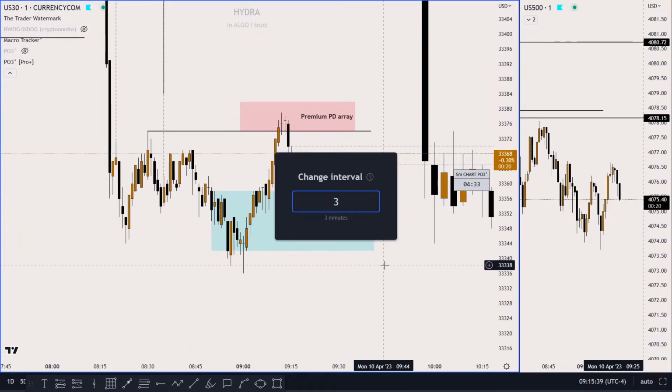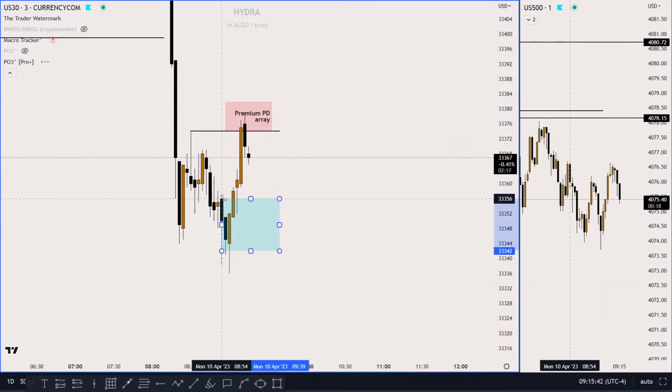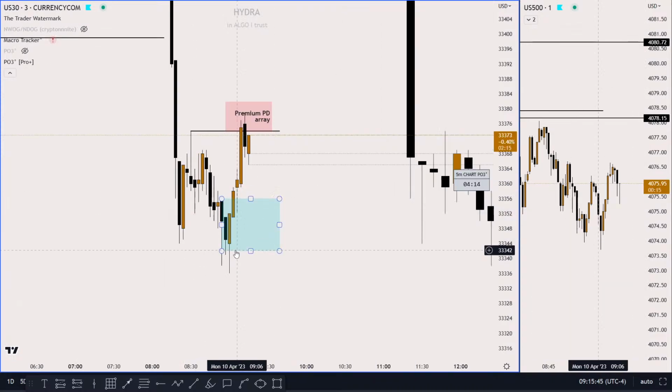Now let's go to the 3 minute chart. Let's see if we see it. Yes, on 3 minute we do see a clean breaker block, right? That's our clean breaker block.